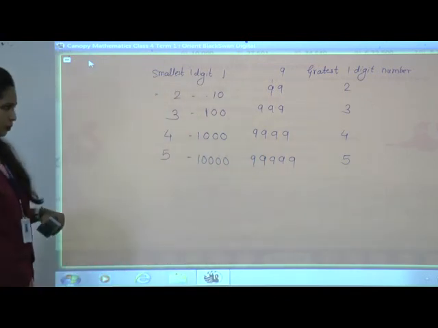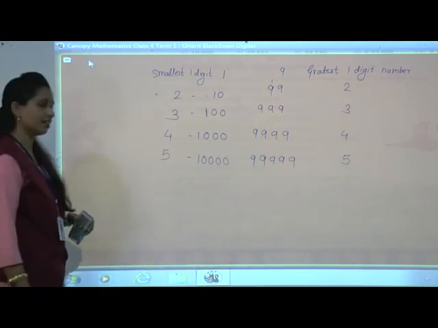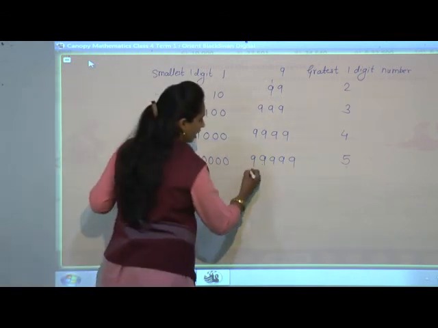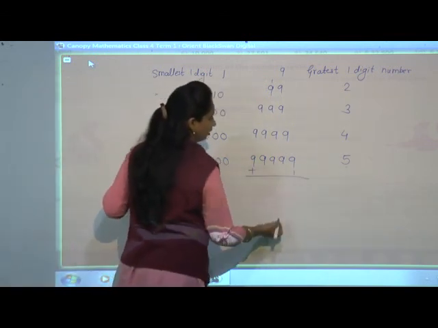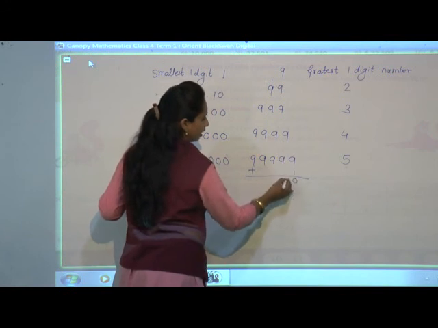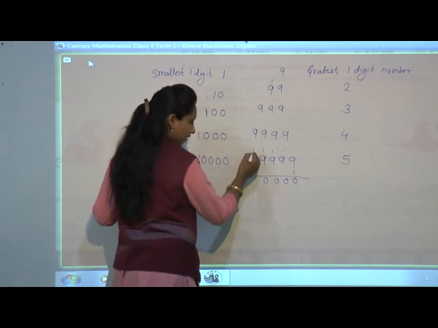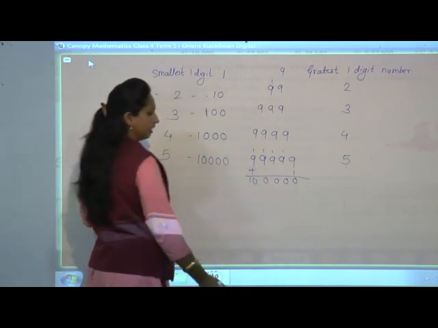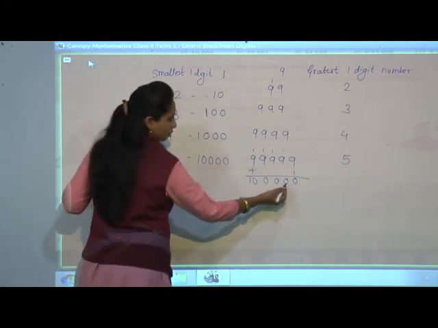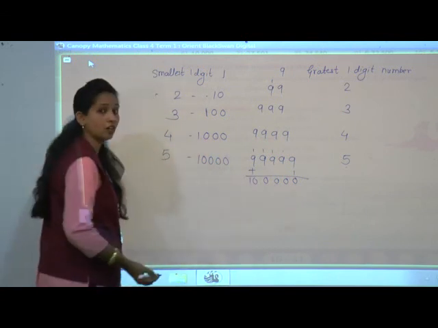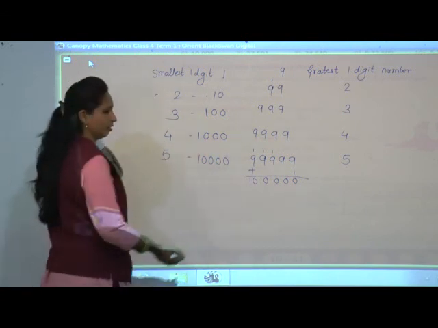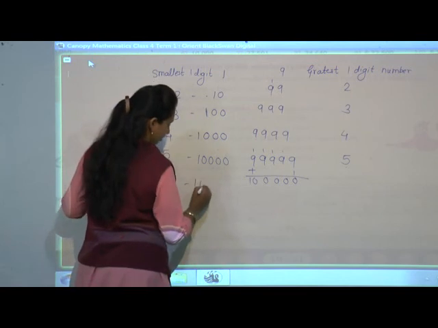So what was my question? What is the greatest 6-digit number? Now we will see. Again in the same way, add 1. 9 plus 1 10, 9 plus 1 10, 9 plus 1 10, carry 1, 9 plus 1 10, 9 plus 1 10. Now see this: 1, 2, 3, 4, 5, 6. We got a 6-digit number, that is the smallest.